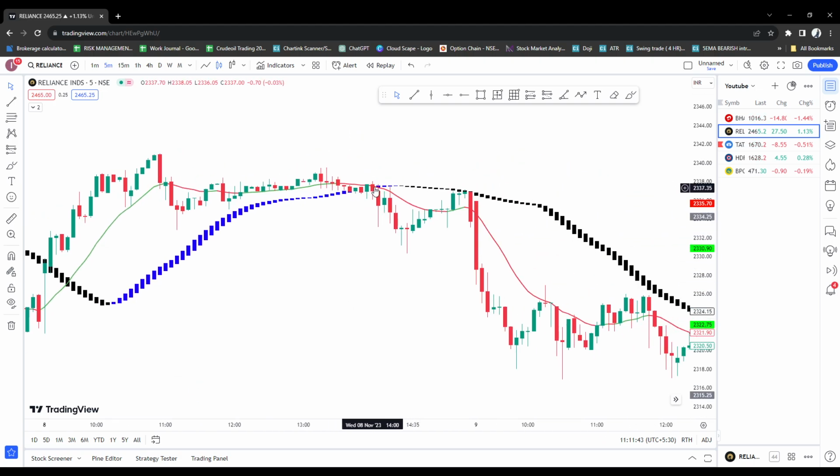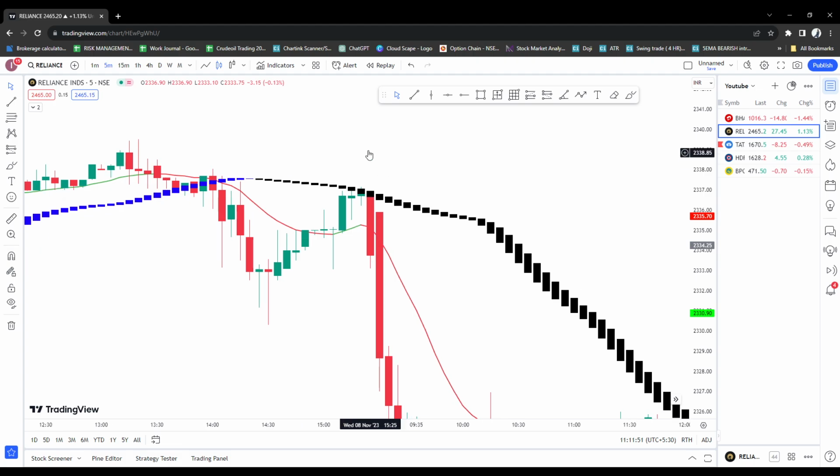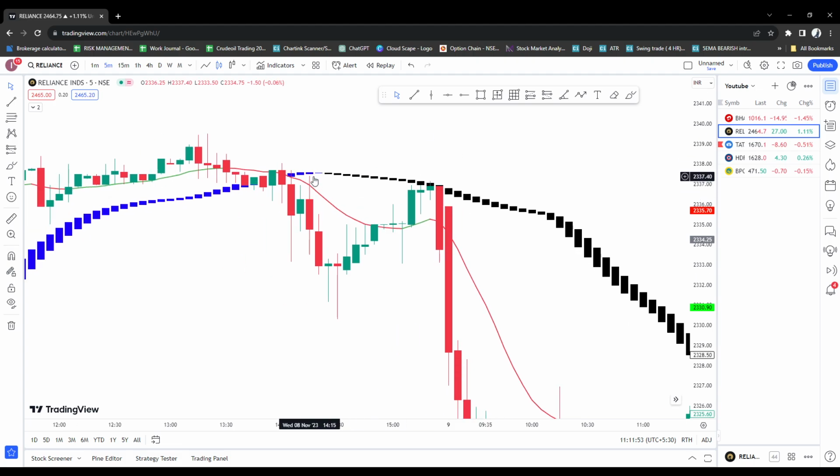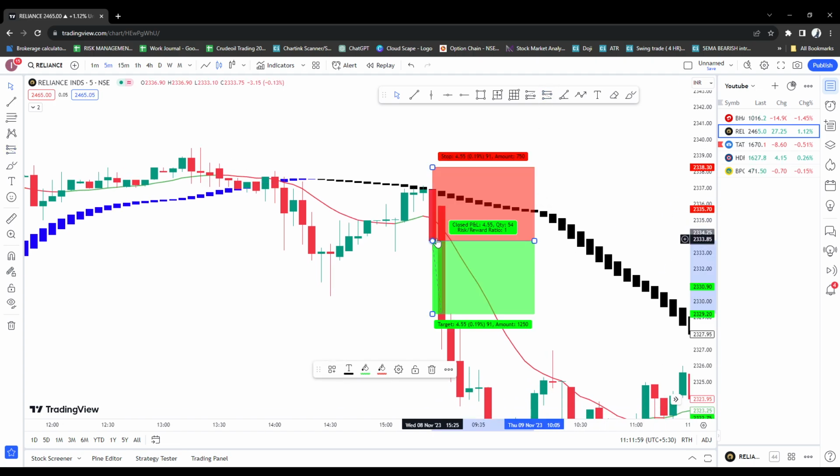If you guys see, where is the next crossover? This crossover, we did not get it. This is the next crossover, but it did not change to black. It was blue here. Here it has changed to black, so we enter here. This is the stop loss.